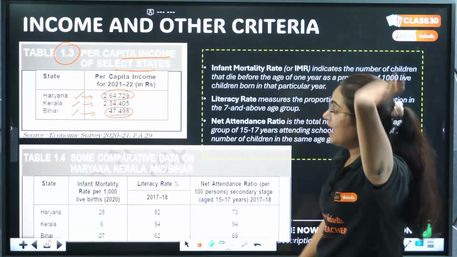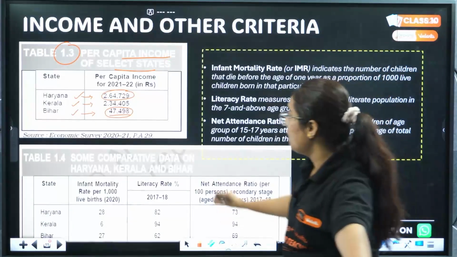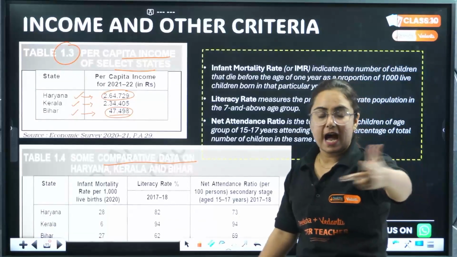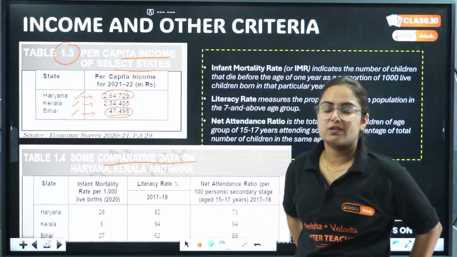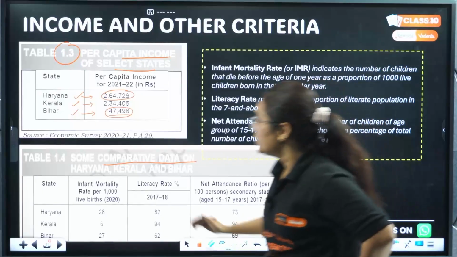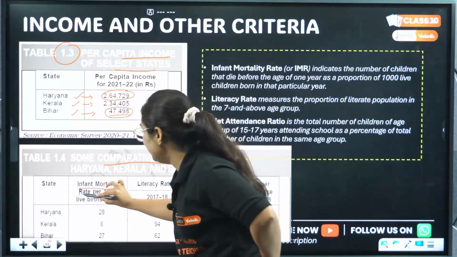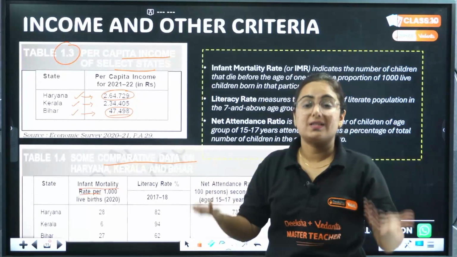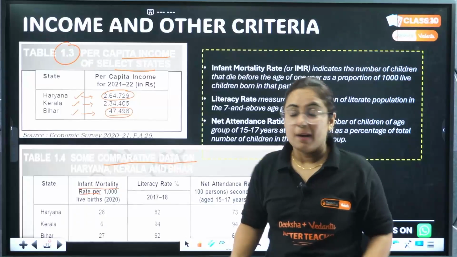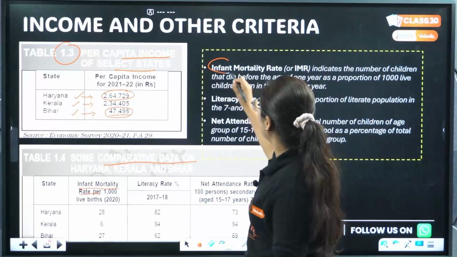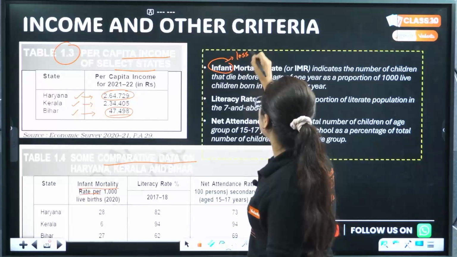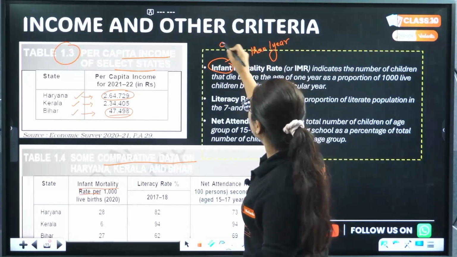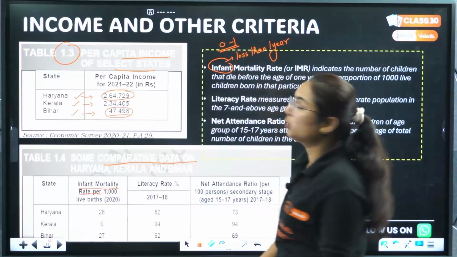To understand this better, we compared more data on Haryana, Kerala and Bihar. And the result we found was shocking. How? See, first we calculated the infant mortality rate. Now, what's that? First, we have to understand that. Infant here means a child that is less than 1 year old, that means the age of that child lies between 0 and 1.